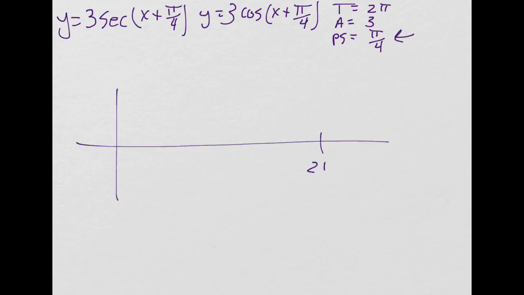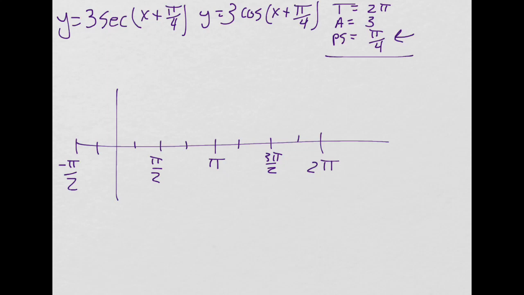And just like before, I'm going to put in my period, half my period, half my period. And this time I'm actually going to put in additional increments as well. Maybe you already know why, maybe you'll see why in a moment. I'm doing this because of my phase shift.